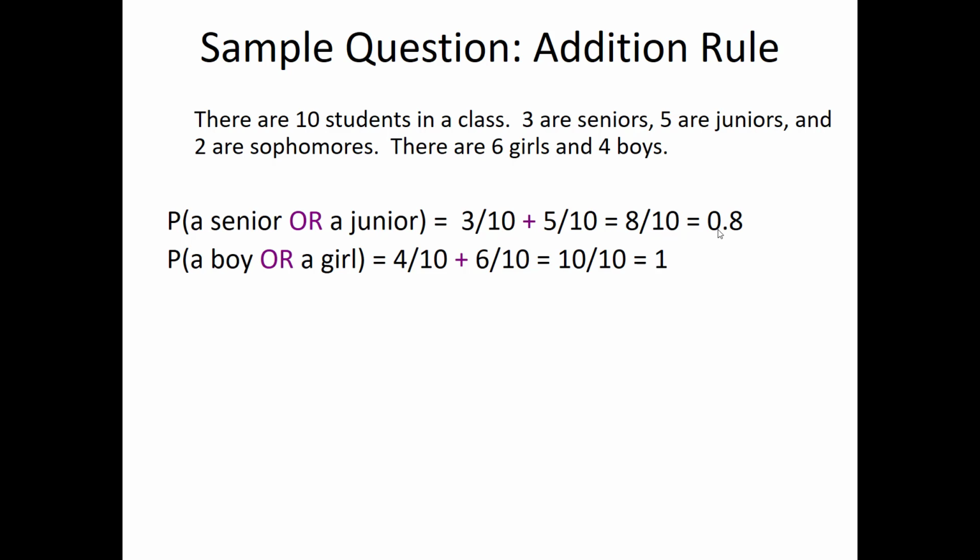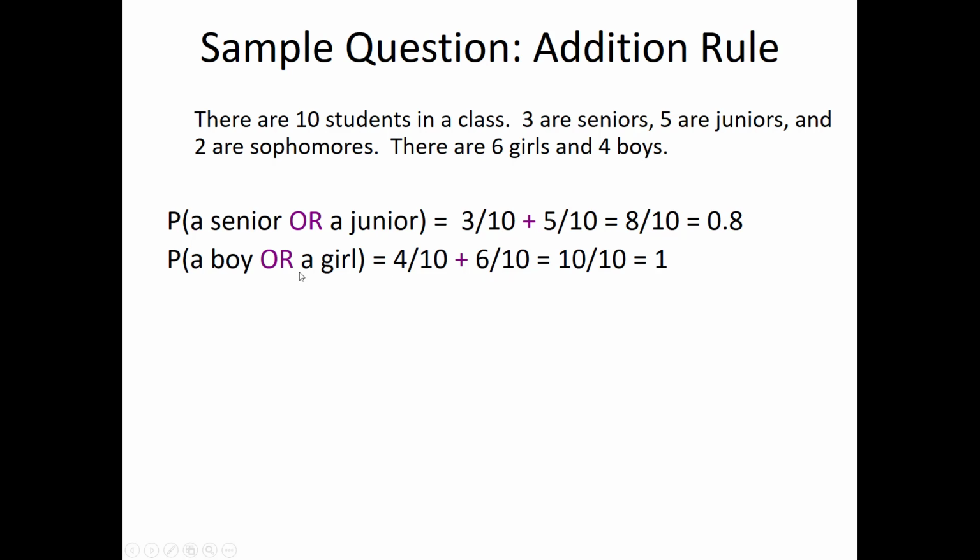Now, what's the probability of being a boy or a girl? Well, there are 4 boys and 6 girls, and as we've stated, you can't be a boy and a girl at the same time. So for the purposes of this presentation, the probability of being a boy is 4 out of 10, and the probability of being a girl is 6 out of 10.